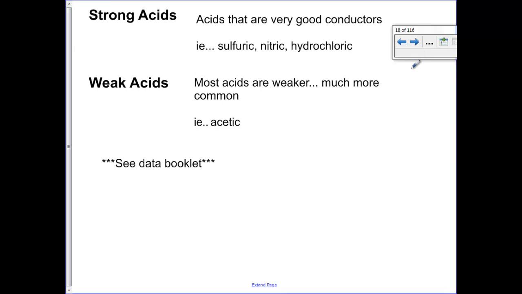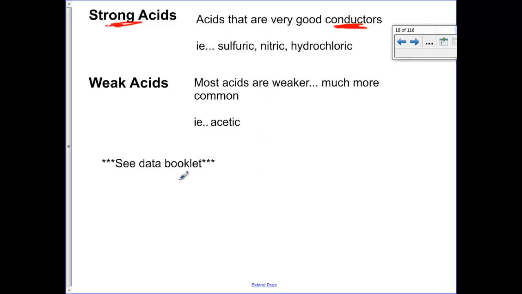Okay. Last thought, and then I'm done. There are strong and weak types of acids. Okay. I talked about strong already before. Things that conduct really well are considered to be strong. Things that don't conduct very well are considered to be weaker. So strong and weak is actually a measure of how good things conduct.